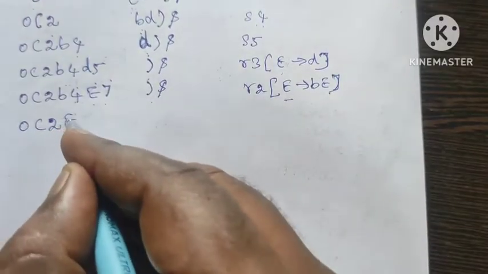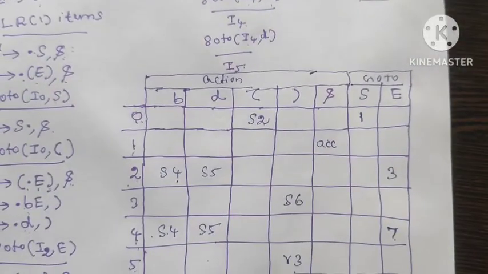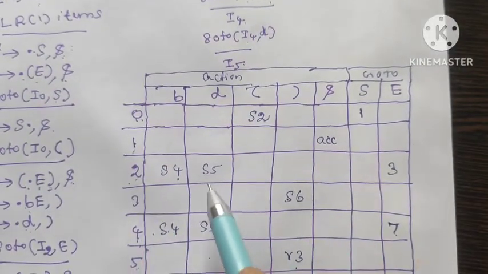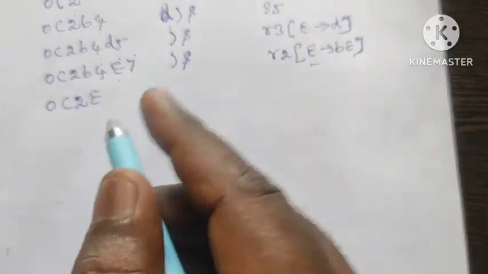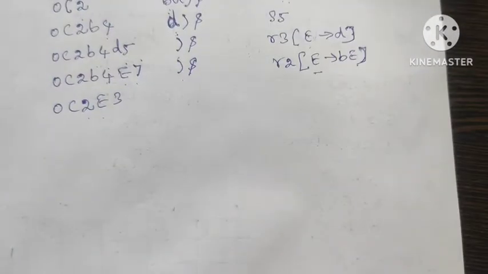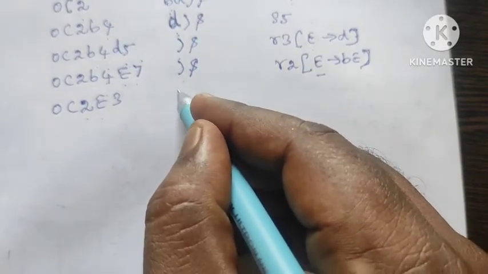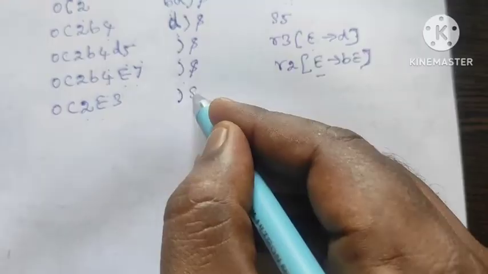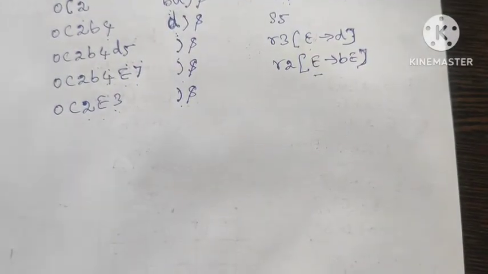So when I push this E inside the stack, left side you have 2 and right side you have E. So check with the parsing table. 2 and E actually produces 3. Push that also inside the stack. 2 and E produces 3. Now you have 3 and close brackets.